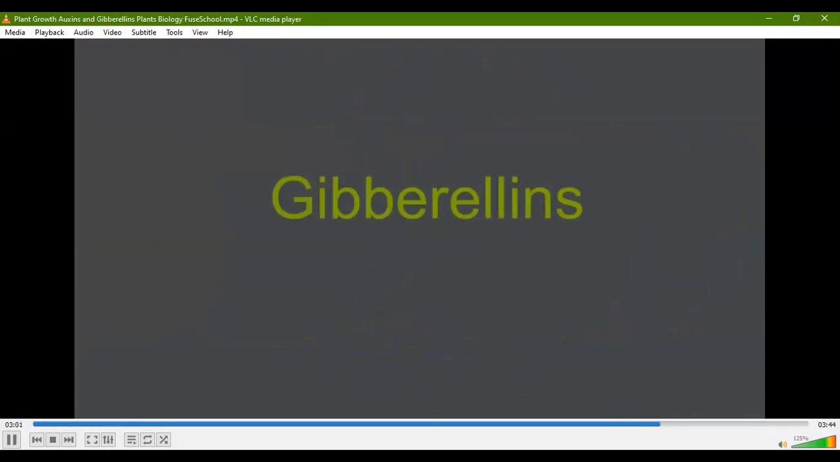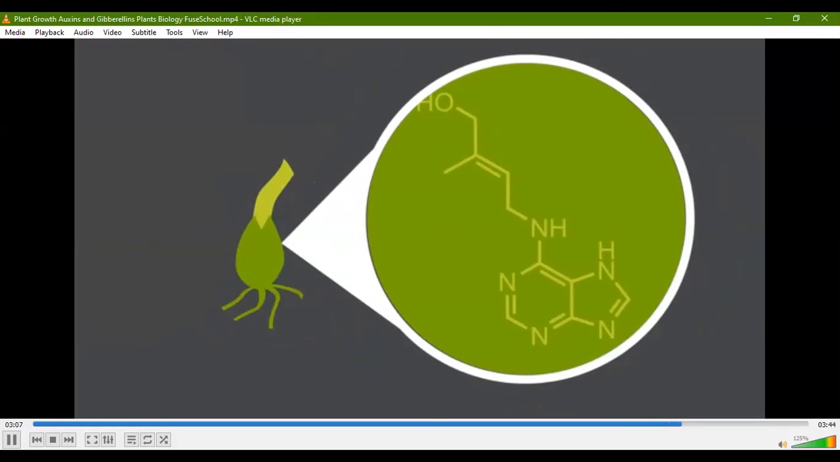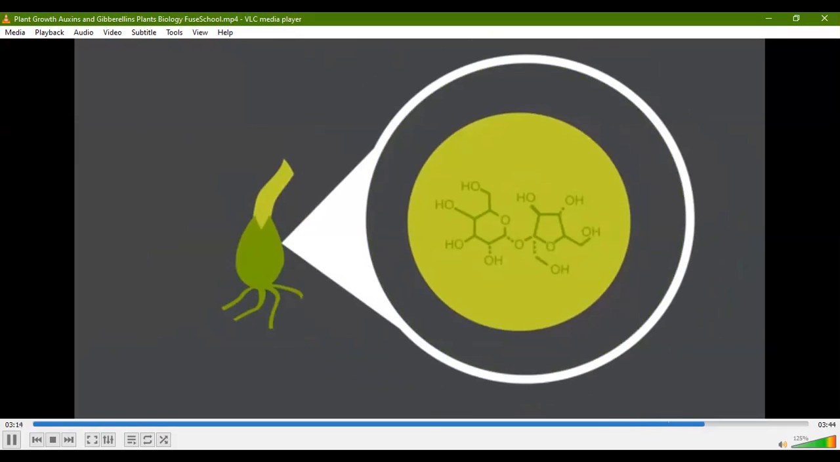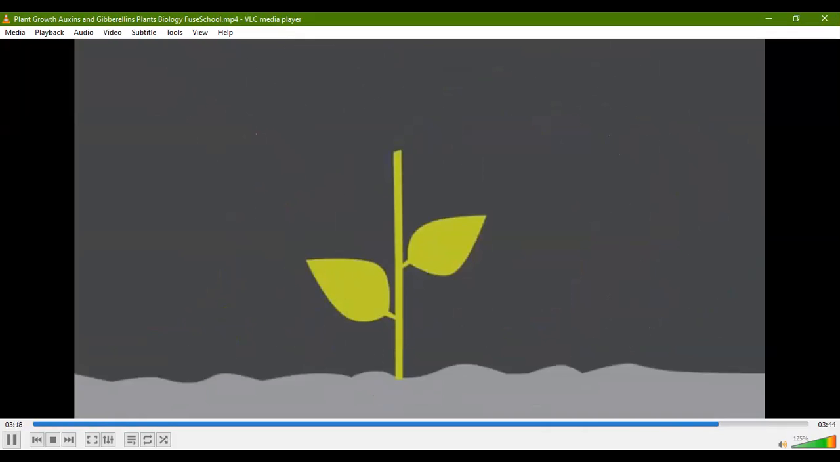Gibberellins. Once a seed germinates, the roots and shoots start to grow. But for this, the seed needs energy. Luckily, the seed releases a hormone called gibberellin, which causes the starch in the seed to turn into sugars and provides the seed with energy to grow. As well as causing shoot growth, gibberellins can also stimulate flowering and the production of fruit in some plants, and they also work with auxins to cause stem elongation.